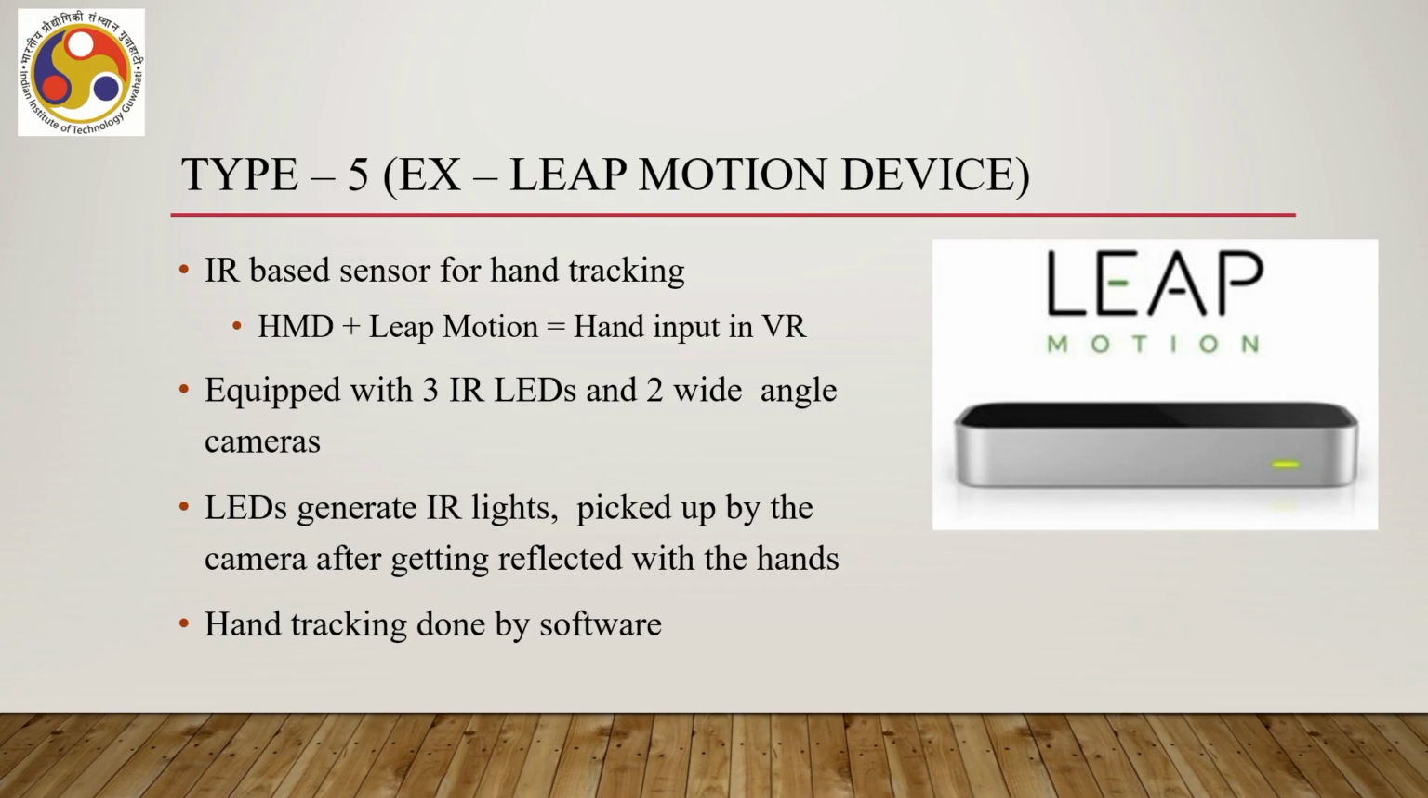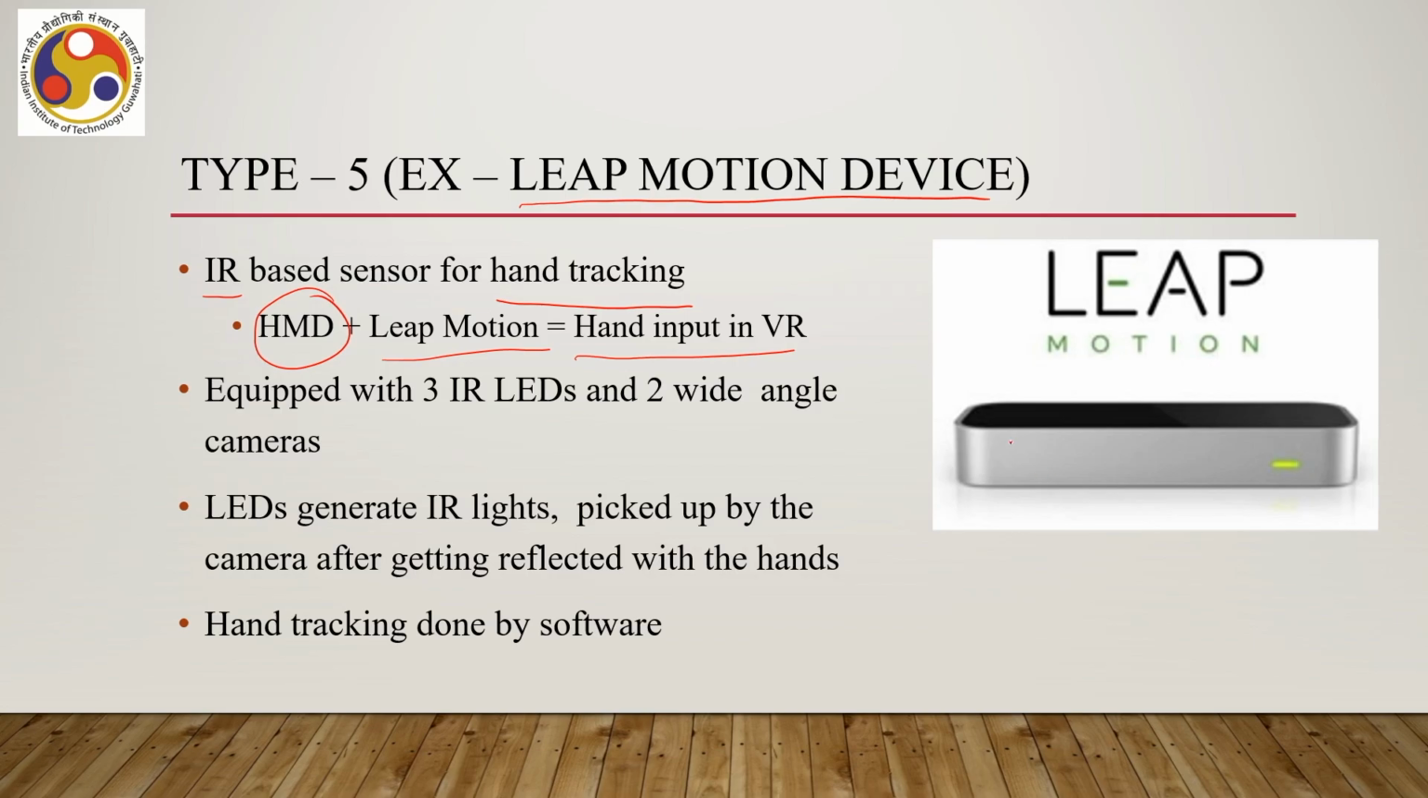An example of such an input device can be the Leap Motion device. So, this is an IR or infrared based sensor for hand tracking. It can work with an HMD. So, if we attach a Leap Motion device to an HMD, then we will be able to provide hand input support to the user, even if the HMD does not support hand input.